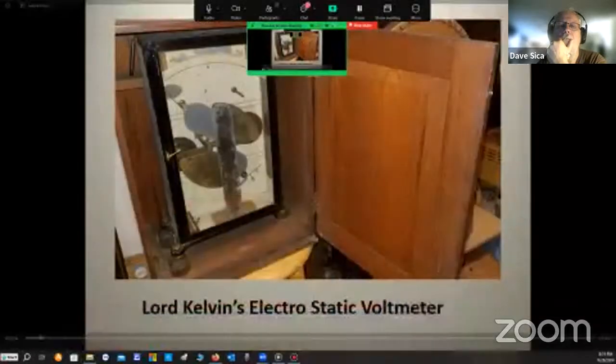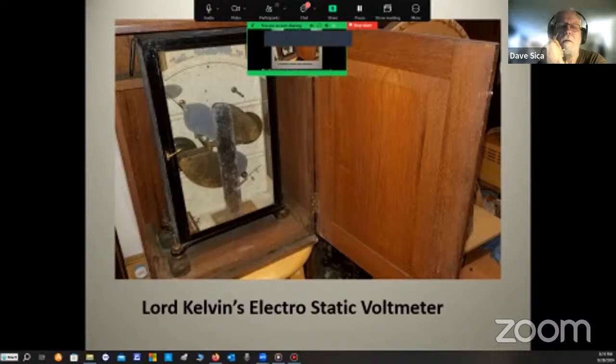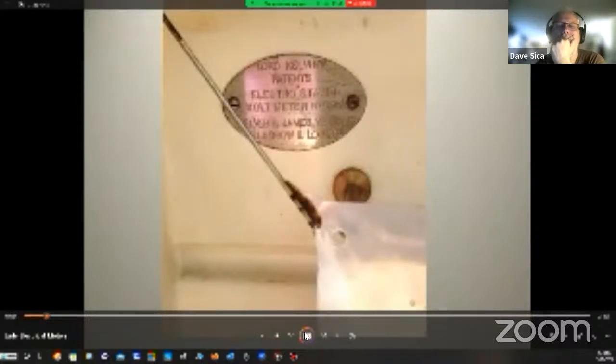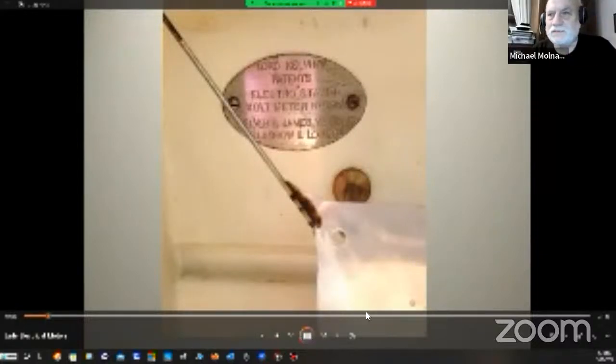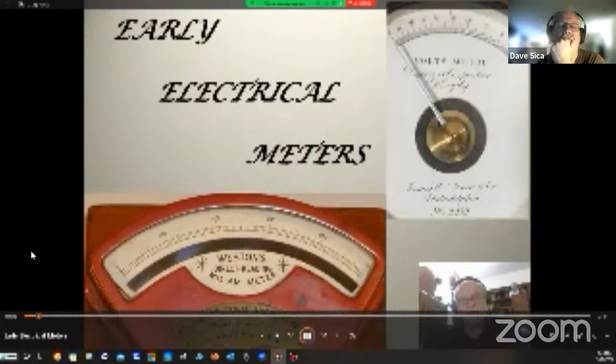This is a Lord Kelvin's electrostatic voltmeter. It was built by the Kelvin and James White Company of Glasgow and London and dates to the 1890s. Its operation is based on the principle that two conductors that take for granted today.